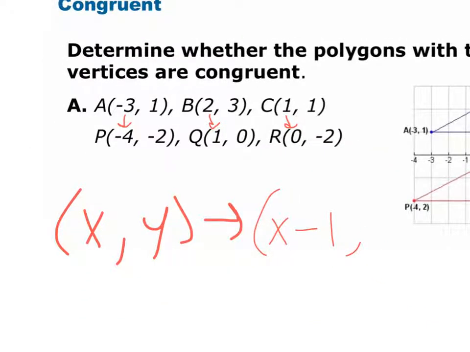And let's look at the second, our y. So what do we do from 1 to get -2? Minus. We minus 3. Let's see if that works on the next one. If we minus 3 from 3, do we get 0? Yes. And if we minus 3 from 1, do we get -2? Yes. So the next one will be y minus 3.